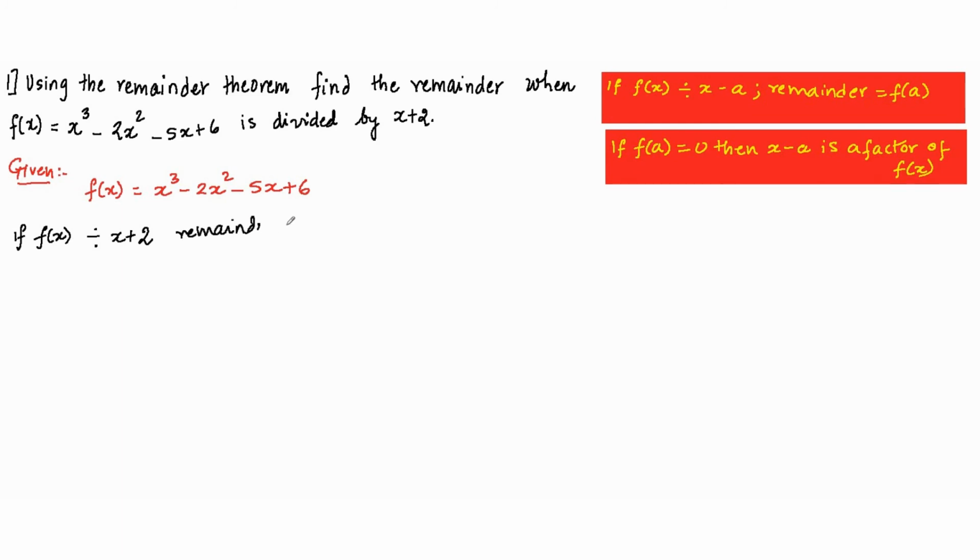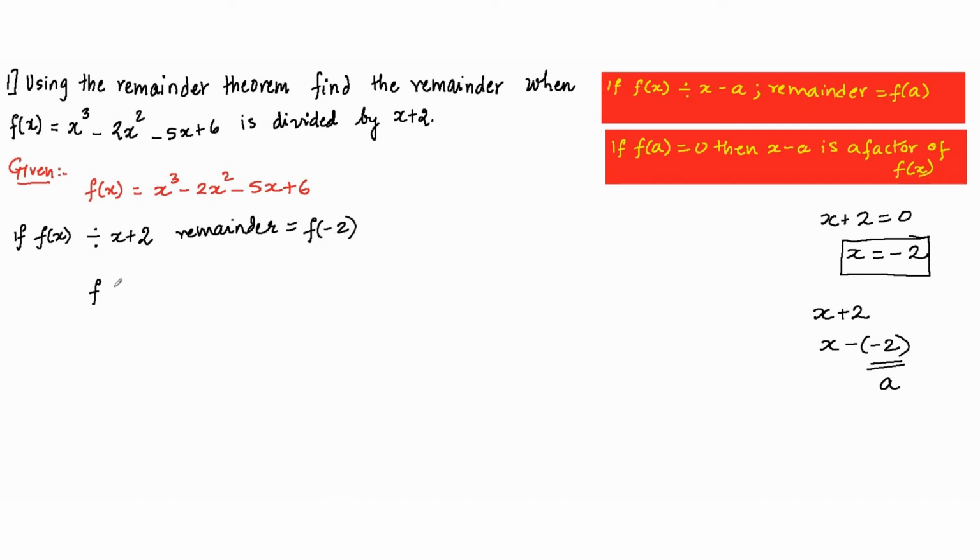The remainder is going to be, I need to find the value of a. Again, we learned that there are two ways of finding the value of a. Either I equate the divisor to 0. So x plus 2 equal to 0 implies x is minus 2, which means that the value of a is minus 2. Or the other way of doing it is x plus 2 can be written as x minus of minus 2. That means the value of my a again is negative 2. So if f of x is divided by x plus 2, the remainder will be f of minus 2.